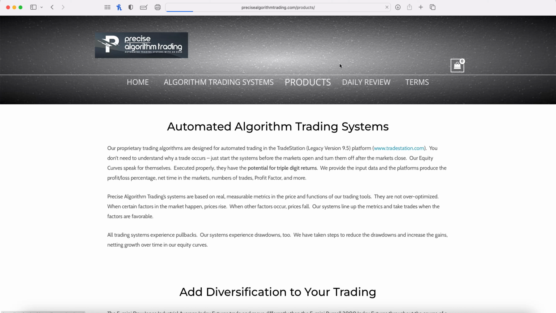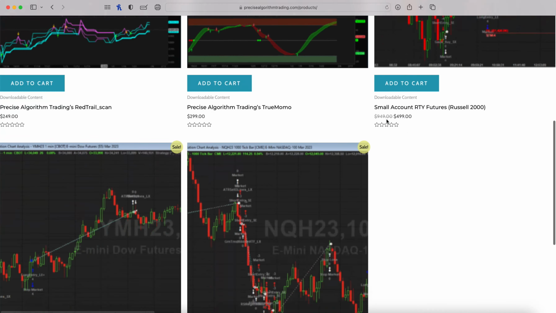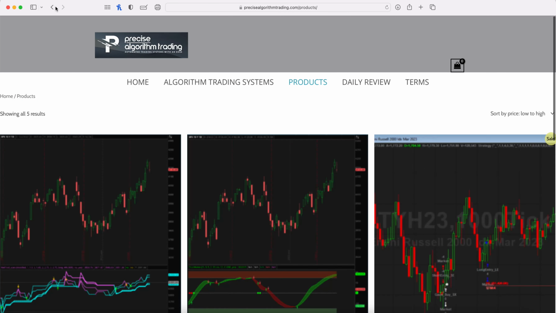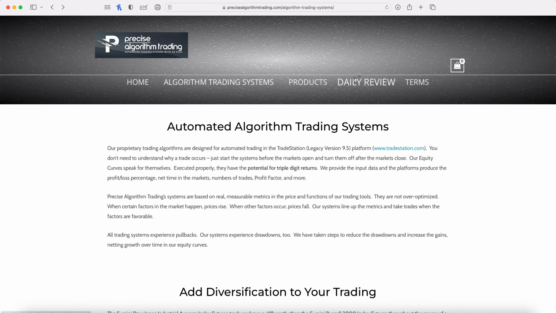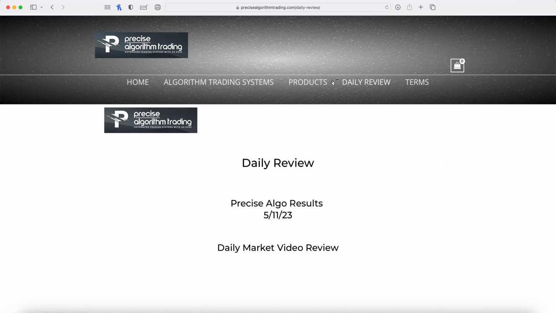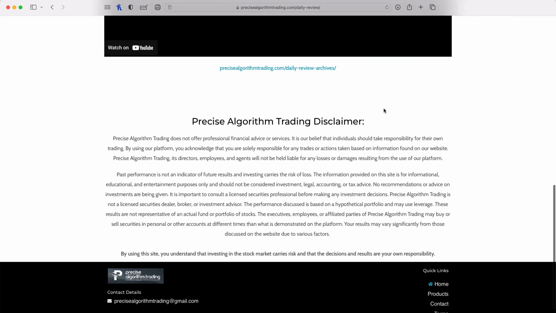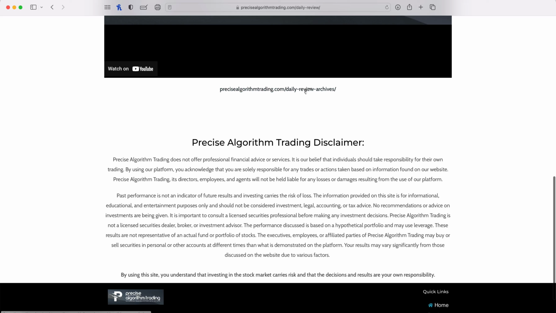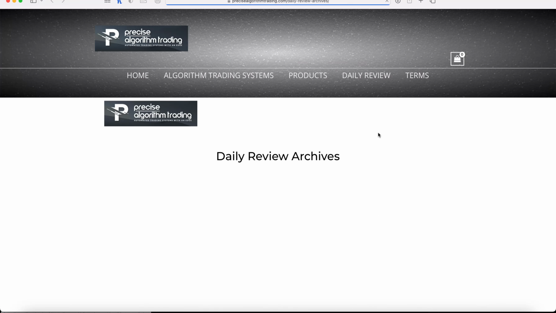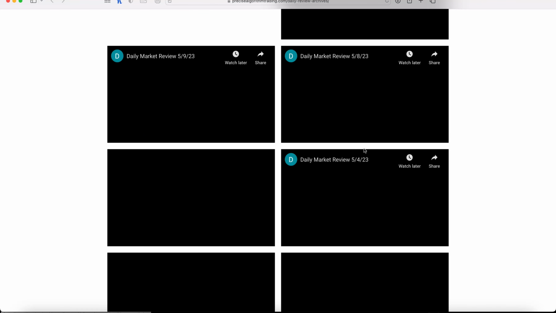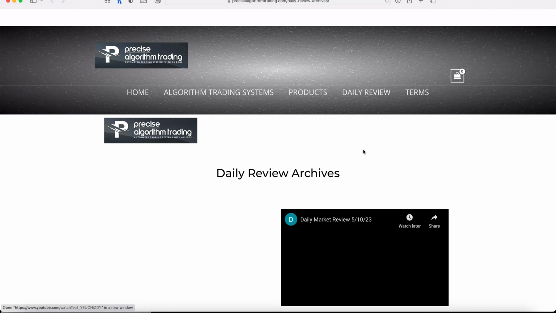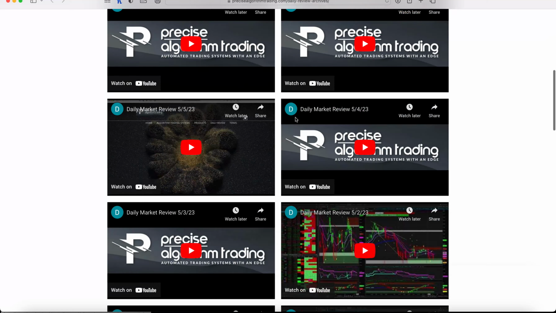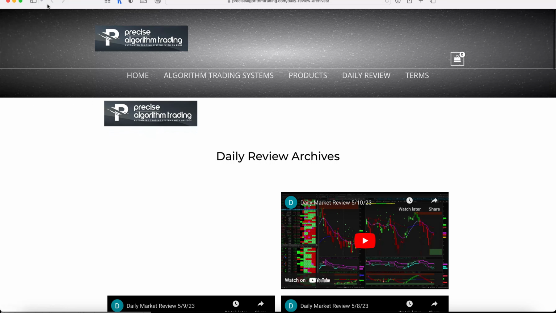Then the products tab. This is where we actually sell this stuff, and I wouldn't buy this stuff until you understand some of the intricacies to it. And then the daily reviews, where I put up a daily review. And this tab right here is archives, and we've got a bunch. I think I'm going to keep roughly 30 days in here, but there's a bunch.